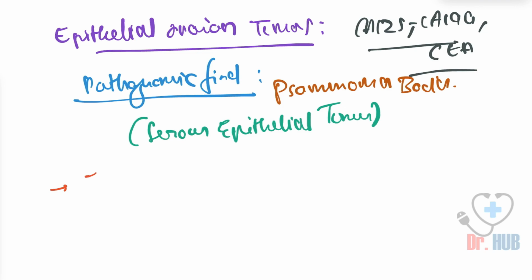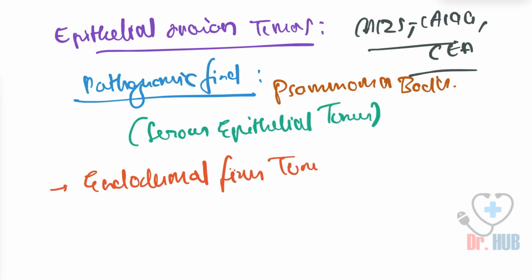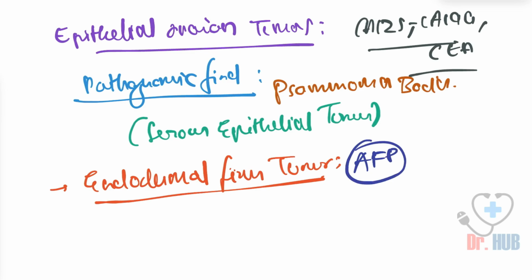Next, we look at the endodermal sinus tumors. Under this, there is AFP. So AFP, and what is the pathognomonic finding? It is nothing but the Schiller-Duval bodies.